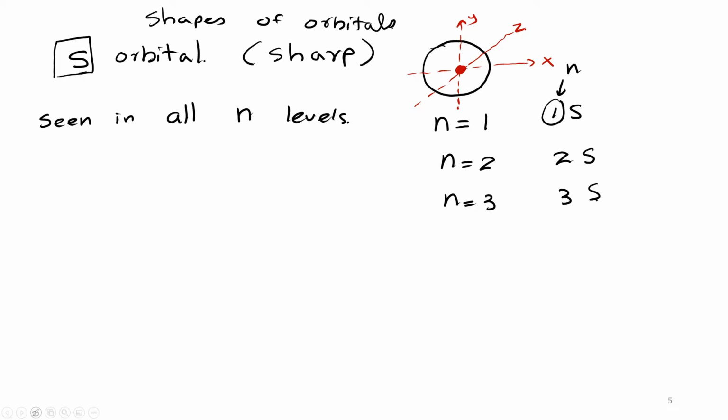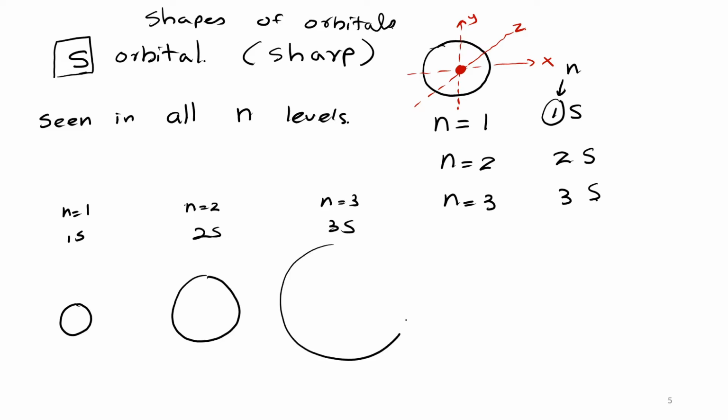Now, if I line up the 1s from n equals 1 level and the 2s from level 2 and the 3s from level 3, I can draw the relative sizes like this. They all have the X, Y, and the Z axes.